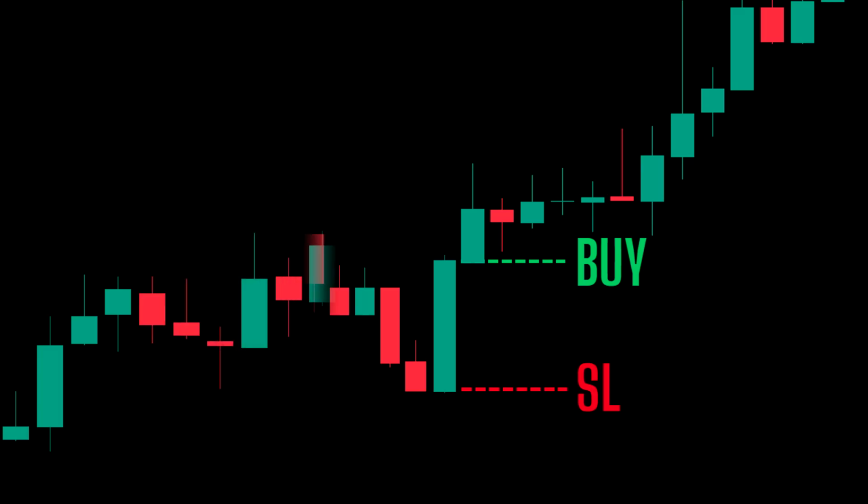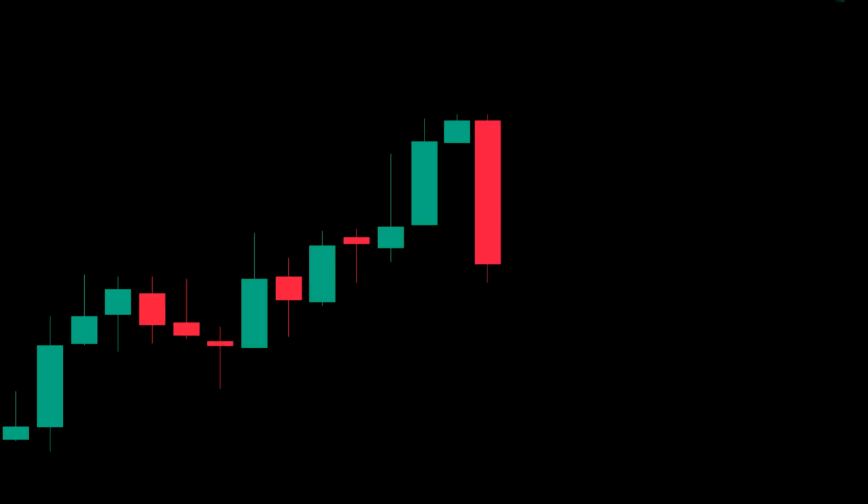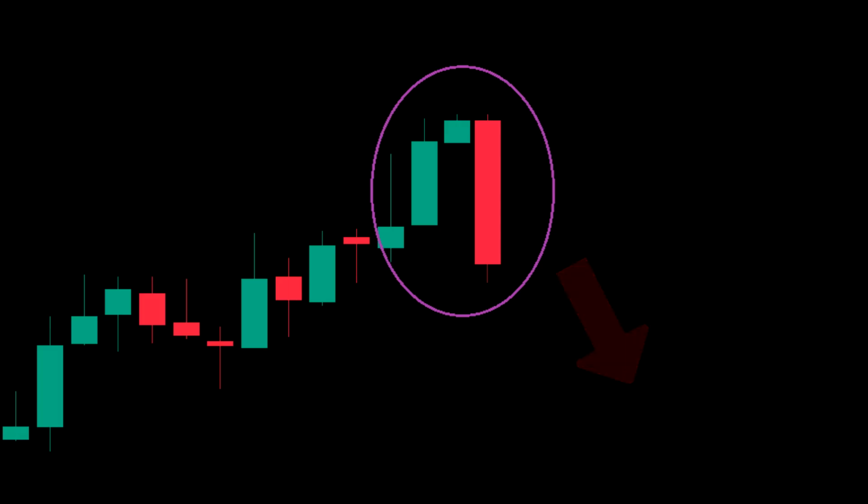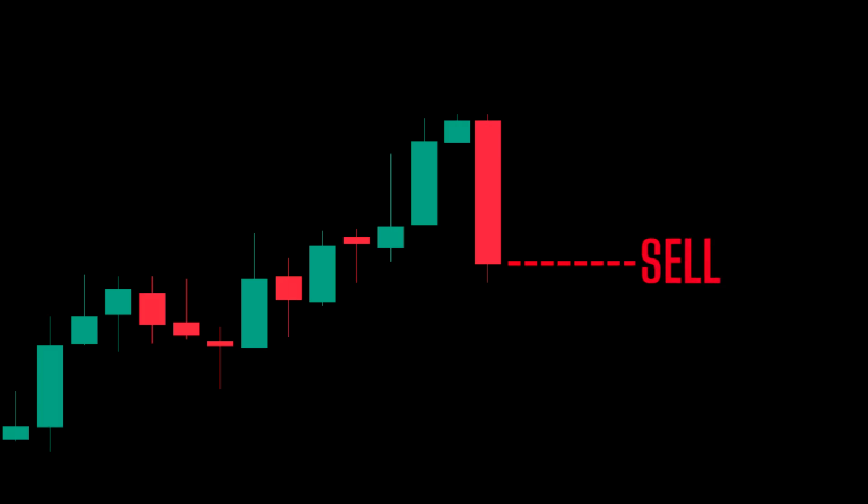In the case of a bearish 3-bar reversal pattern, it's the opposite. During an uptrend, if this pattern appears, it signals that the trend may reverse downward. In this case, you can enter a short position at the closing price of the third candle and place your stop loss at the highs of the second candle.